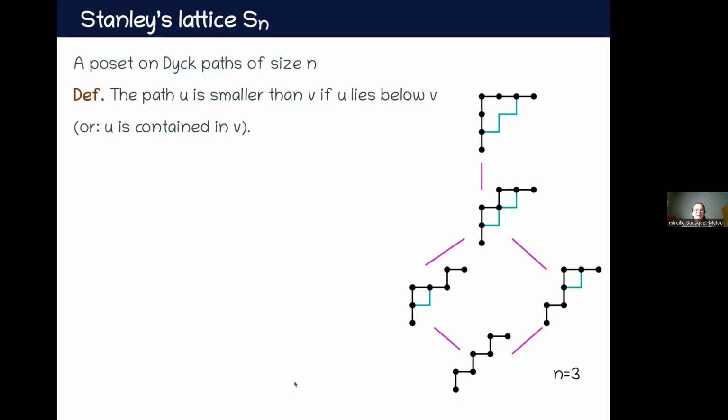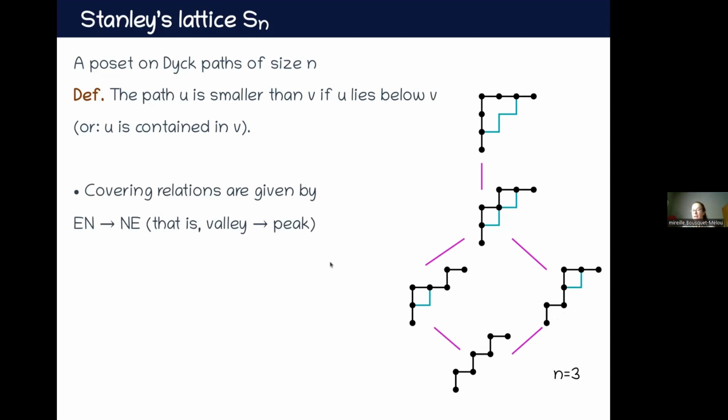So anyway, let me define them. You have a poset for each size n, and it's a poset on Dyck paths of size n. The order relation is very simple. You say that a path u is less than another path v if it lies below. For instance, this black path here is certainly below this maximal path there. And in blue, I always draw the staircase, the base path, above which you must be.